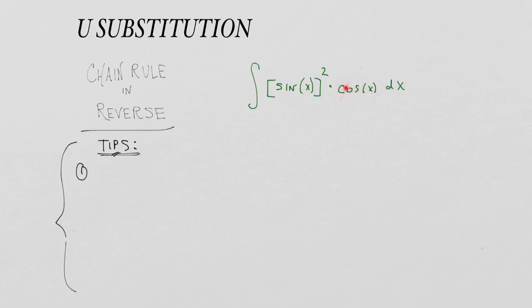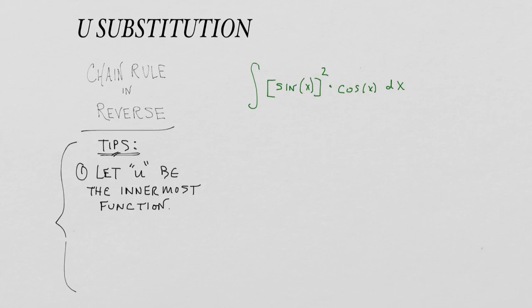So I'm going to kind of code switch here. I'm going to change languages. Instead of being in X and anti-differentiating with respect to X, I'm going to write a new integral that is speaking the language of U and anti-differentiate with respect to U. So here's tip number one.